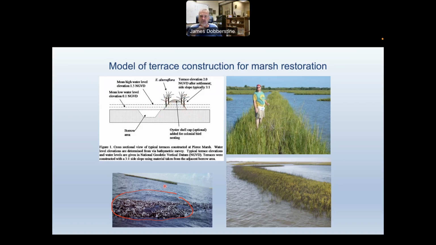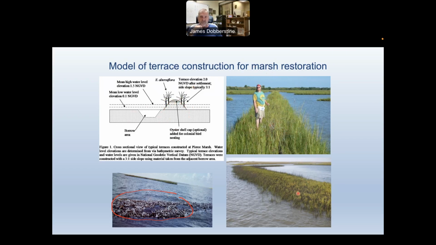Sometimes there's a cap on there that has oyster shell, right, that can be used for colonial water birds. Sometimes not, depending on the design features of this. This would be a pretty steep and narrow terrace. This was actually a colleague of mine when I worked at the city of Houston, and then he went back to finish a degree at the University of Houston Clear Lake, and was actually on one of my grant funded projects. So in any event, this is a pretty narrow terrace here, but this is a terrace.